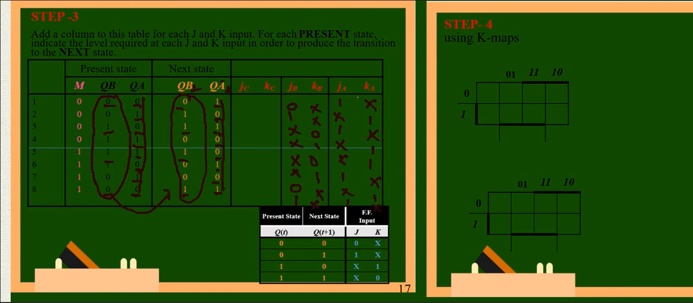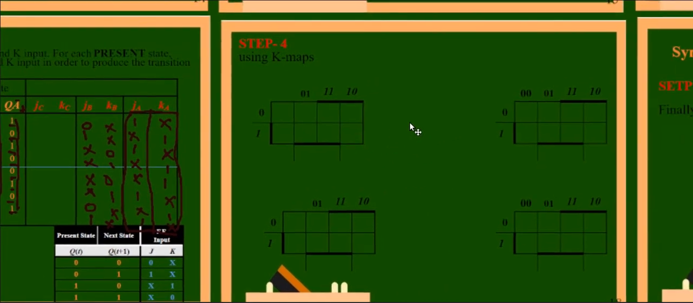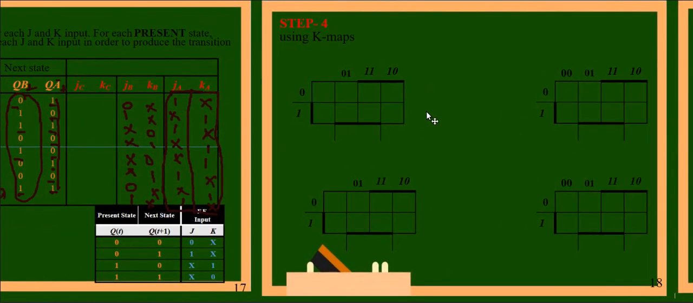From this diagram, see, in JA and KA there is no 0 present. All are 1 or don't care. If all entries are 1 or don't care and there are no particular zeros, then we can easily say that JA and KA can be made 1. Usually a K-map is not required, but we can do it if you require.